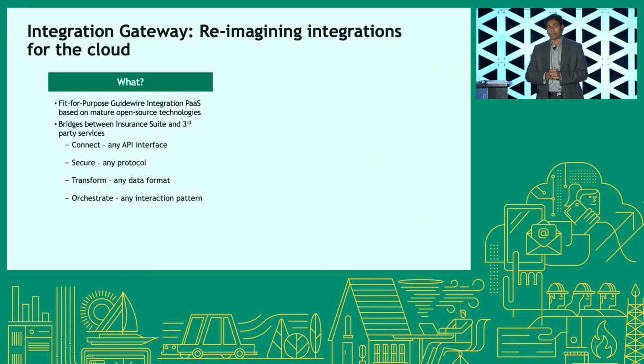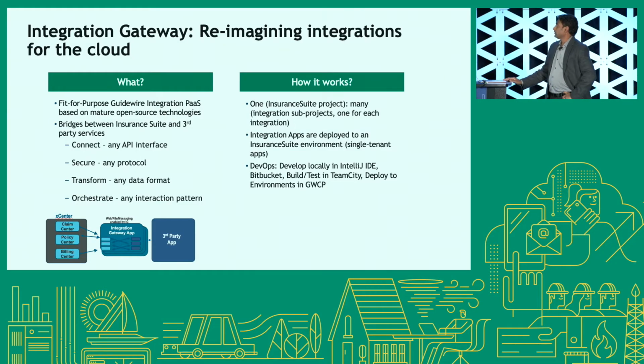And then orchestrate. There are many technical interaction patterns you can think of, such as request-response, or fire and forget, also called one-way. You can think about async, sync, real-time, batch. You can model any technical interaction pattern with integration gateway. And the way it works is something you're already familiar with.